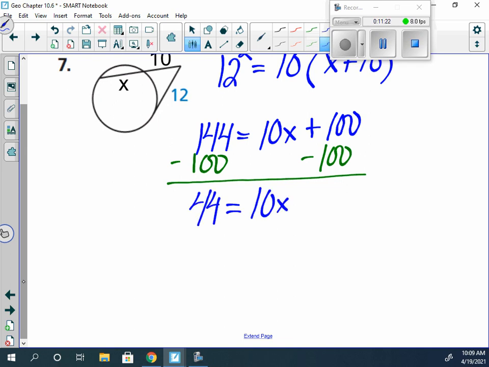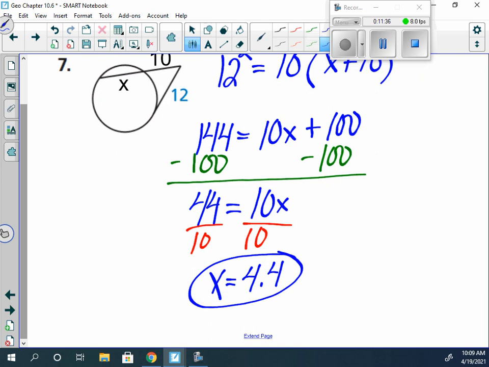So 144 minus 100 would be 44. And then we would, and that would be our answer. Any questions on any of this here so far before we look at the last problem of the day? Are we good with this here?